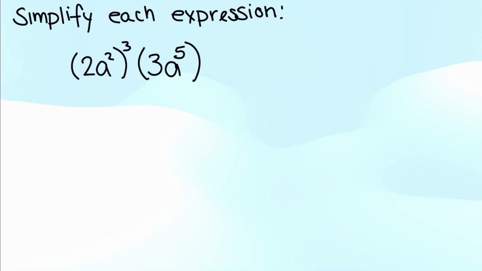All right, let's do a couple more examples. Next one, I have the quantity 2a squared to the 3rd times 3a to the 5th. This is similar to the previous problem, except we do have some coefficients here. But the first step is to get rid of the parentheses. Deal with the fact that we're going to cube my 2a squared. That power of 3 is going to apply to everything in the parentheses. It applies to both the 2 and the a squared.